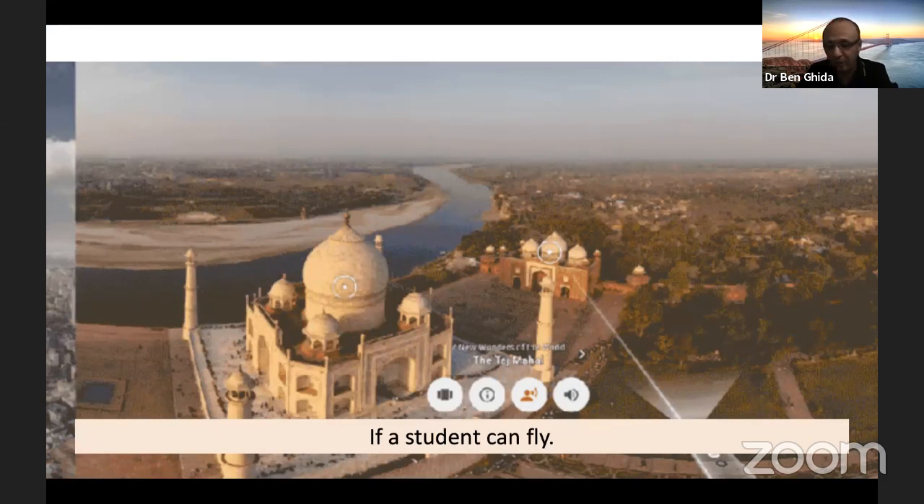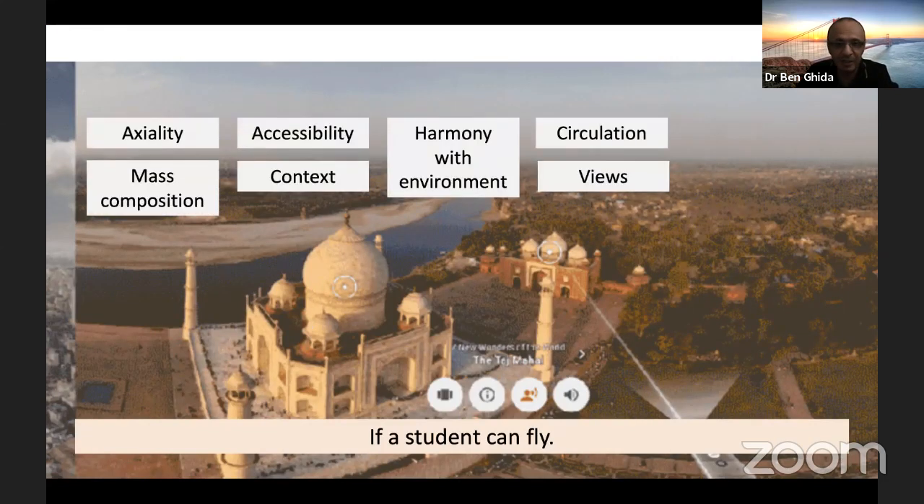Here, for example, we have the Taj Mahal in India, and within this, the student can use locomotion, can be a bird or some kind of drone. And what are the learning outcomes of this? The student can understand the actuality, the accessibility of the project, the mass composition, the harmony of the project with the environment, the pedestrian and car circulation, and of course the views. All this while flying above the Taj Mahal project.